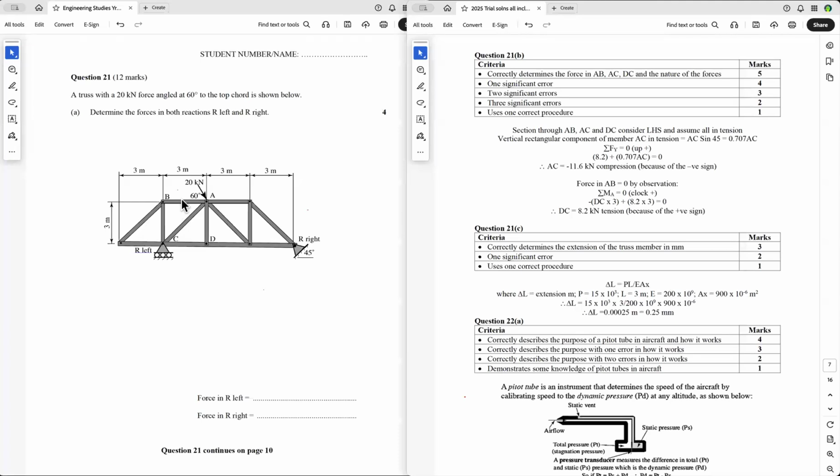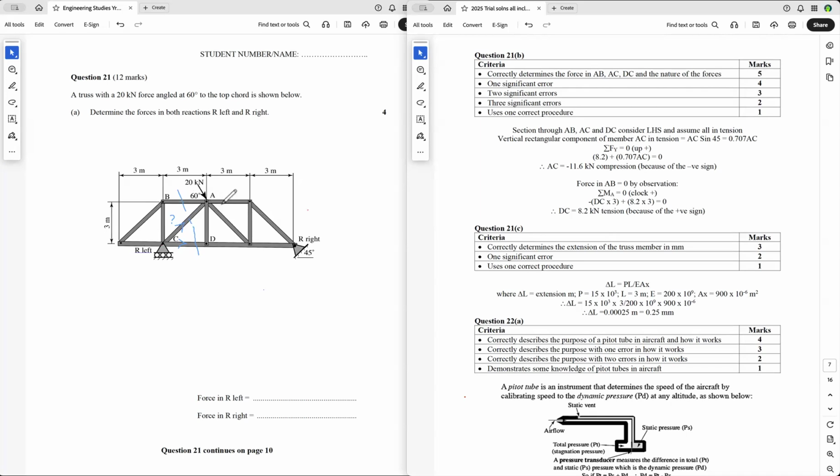So first thing you do is you put a section through the three members. Make sure you make it a chain line because that's a section. You tell the examiner that you're going to take the left or right hand side. We're going to take the left hand side. I always put guess at tension. So I'm going to say that's in tension. And I'm going to say that's in tension. So I'm going to ignore the right-hand side, but we can still take moments about any point on the right-hand side.